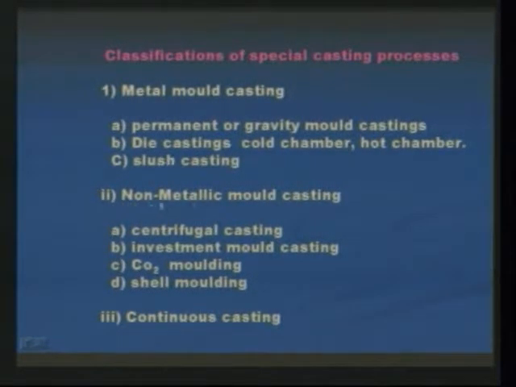Whereas for the non-metallic molds, first one is centrifugal casting. That means in the above one, we are using some metal as a pouring material, whereas in this case, we are using non-metals, such as plastics. In the case of non-metallic mold castings, we have centrifugal casting, investment, CO2 molding and shell molding. Next, the last one is continuous casting.